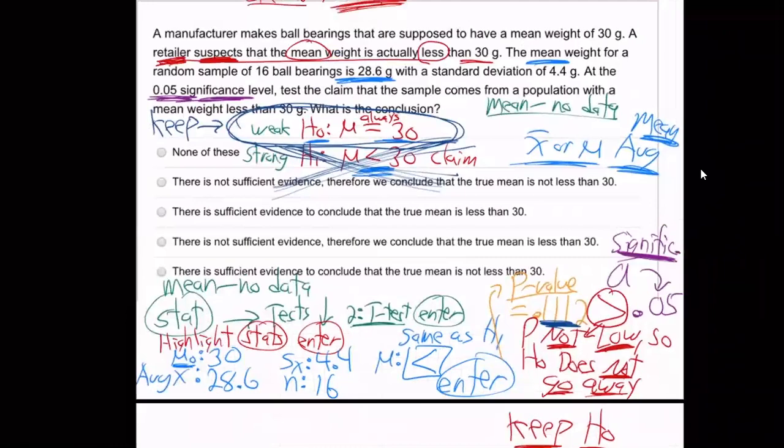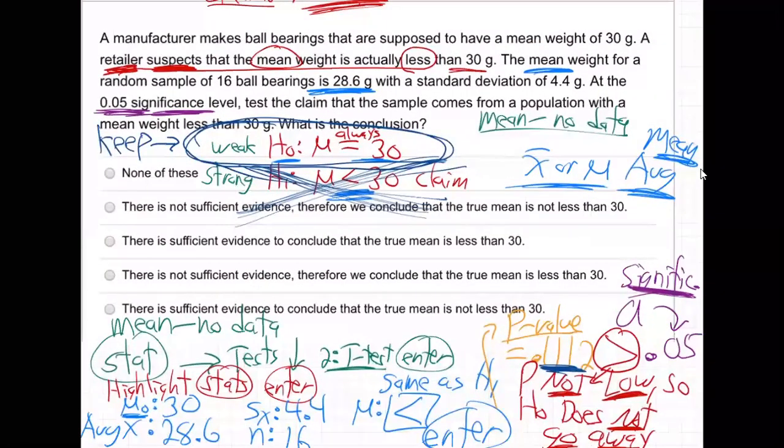Now you might say, wait a minute, Mr. Aaron, you kidding me? The manufacturer claims that the ball bearings weigh on average 30 grams. And the retailer thought maybe that was not true. So he grabbed a random sample of 16. And the average for that sample was 28.6. That's less than 30.